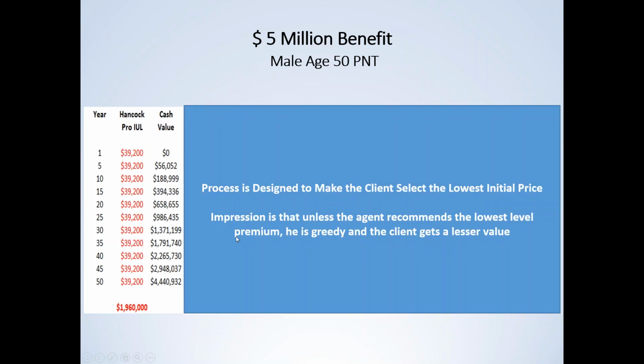The problem with this sort of spreadsheeting process that I really dislike tremendously is it's designed to make the client select whoever the low man is on the list. In this case, if Hancock's the low man, Hancock wins. So the overall impression of the value proposition is that unless an agent recommends the lowest level premium solve, you're greedy and the client gets a lesser value. That's part of why it's bad. There are other reasons why it's bad. It's also leading the client to reach an erroneous conclusion that whoever is illustrating, through whatever means, the lowest level premium solve, that's actually definitely going to happen.